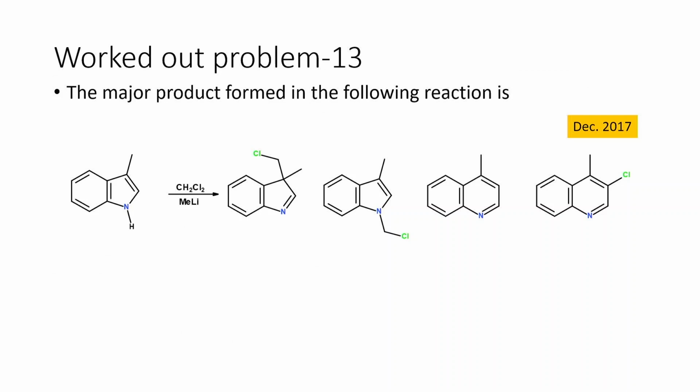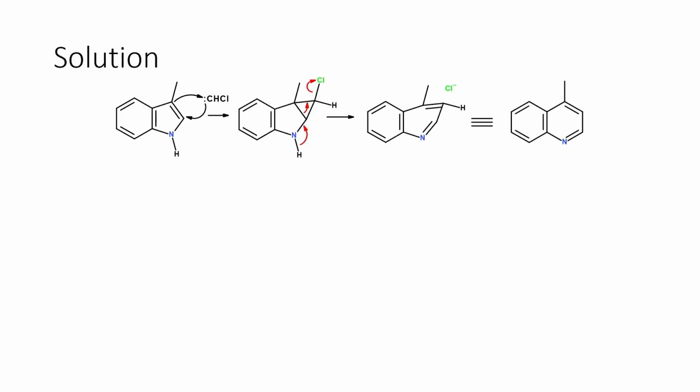So let us move on to the next problem. Here the major product formed in the following reaction is, this question was asked in December 2017. So we have a substituted indole that is treated with dichloromethane and methyl lithium. That leads to four options given for a different product that is formed. So two of them have a 5-membered ring, two of them have a 6-membered ring, and one of the products has a chlorine which is present in this one. So we have to now figure out how the whole overall reaction actually proceeds.